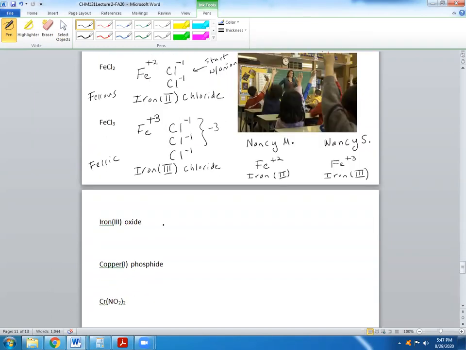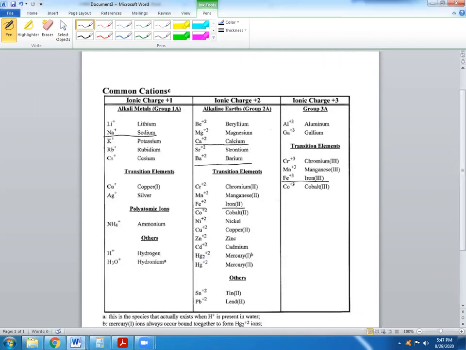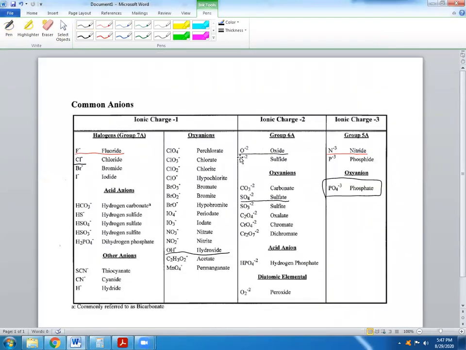So let's go to the next one. You can tell the charge without looking it up by looking at the parentheses. If it says iron Roman numeral 3, right away it says +3. If you are not sure, you can look it up. Here it is, iron 3. And while we're there, we can look up oxide, which we did before. It's O-2.